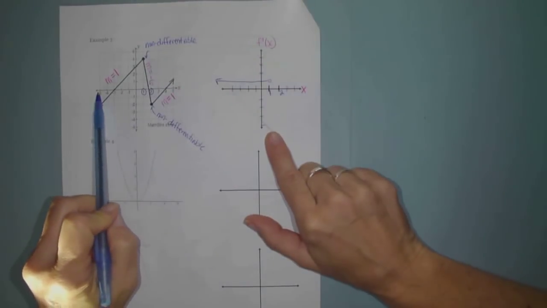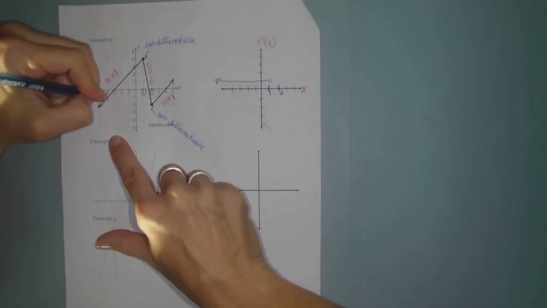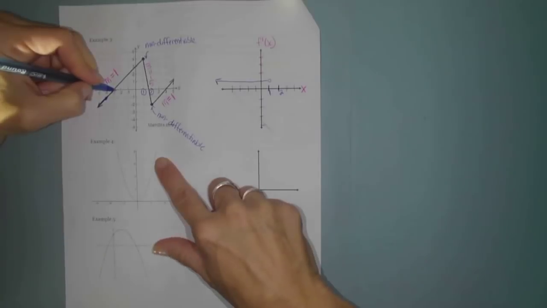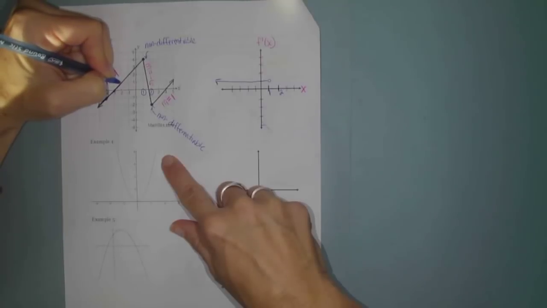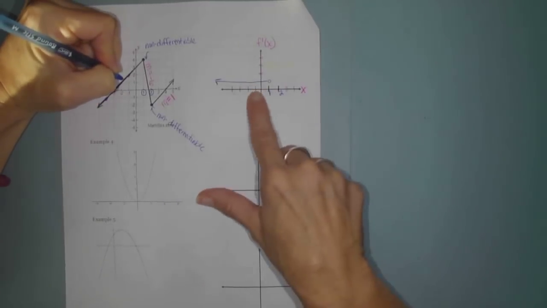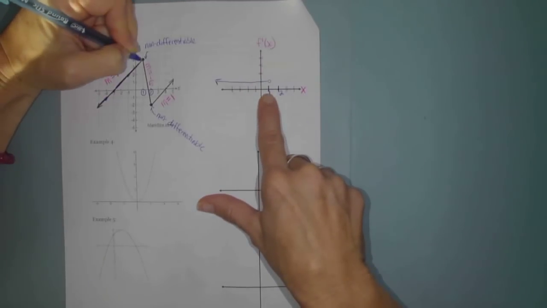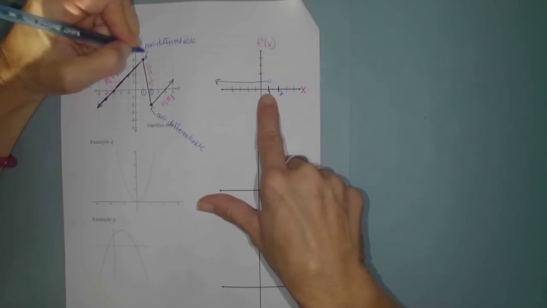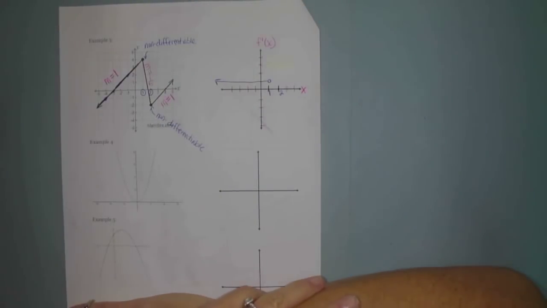So at -4, because that's how far I went, slope is 1. At -3, slope is 1. At -2, slope is 1. At -1, slope is 1. At 0, slope is 1. But at 1, I can't draw a tangent line there because it's fighting with this tangent line. So I just say non-differentiable, so I just open that circle.